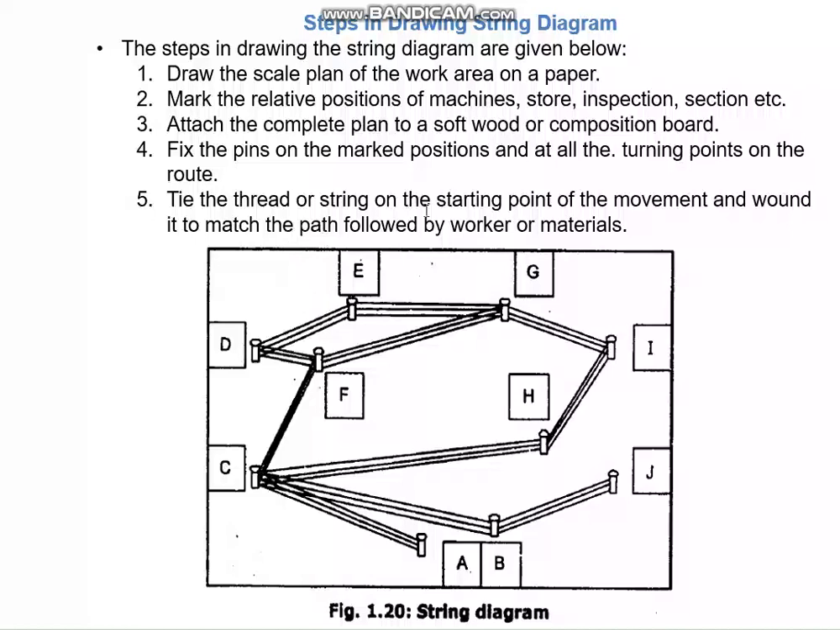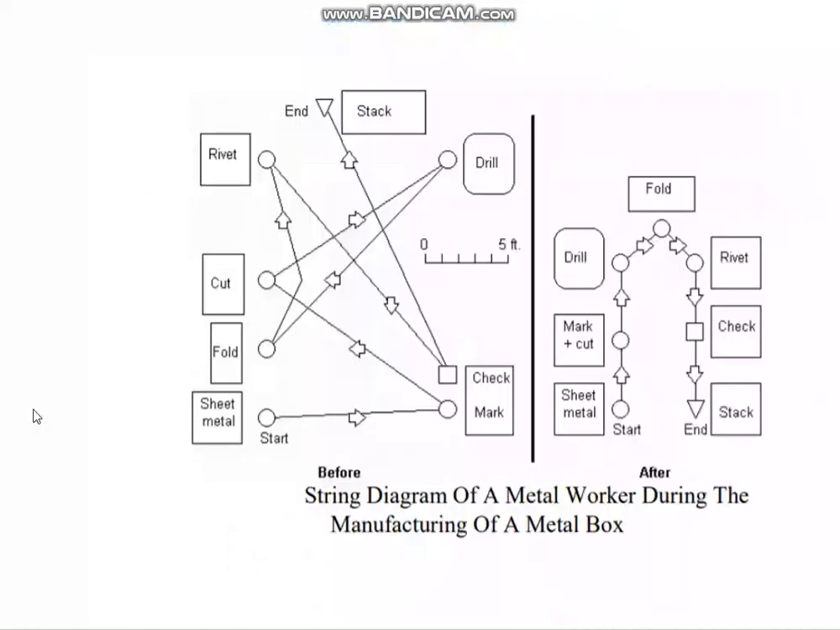Okay, tie the thread or string on the starting point of the movement and wind it to match the path followed by the worker or materials. So you start where they initially started, in the store or somewhere, and then you keep winding, and you will understand where more string is being wound, and where there is more chance for improvement. So here is an example of a string diagram, before and after.